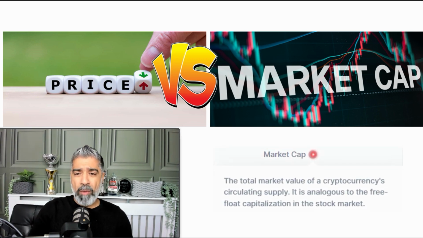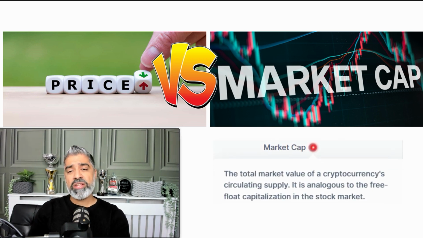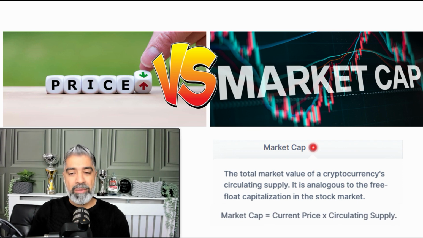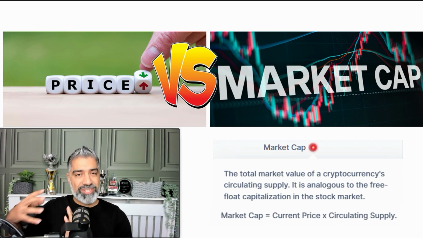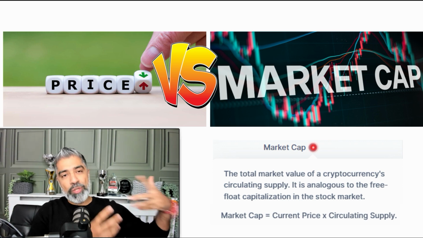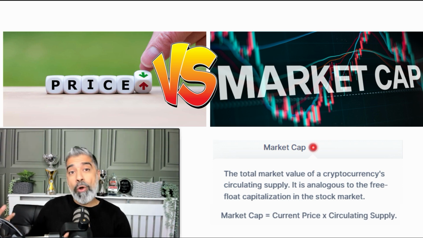So what is market cap? Well, the definition is the total market value of a cryptocurrency's circulating supply. It's the same as stocks. It's the total value of the free float capitalization in the stock market. What does that mean in English? Basically, it's the current price of the asset multiplied by the circulating supply. That gives you the total value of the cryptocurrency or a company.